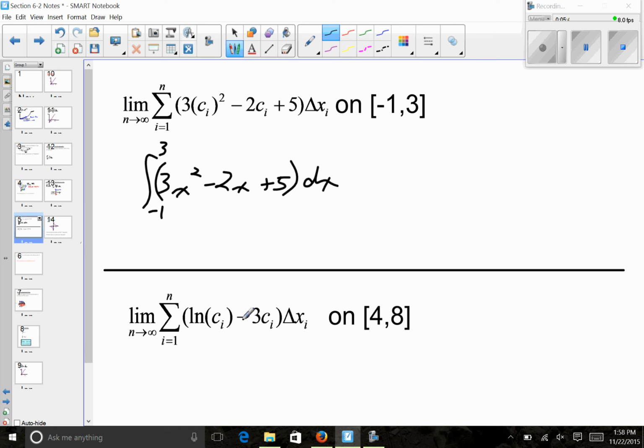If you want to, you can go ahead and try this next one. You can pause the video here and then restart it to see what the solution is. So this would be the integral from 4 to 8 of the natural log of x minus 3x dx, or with respect to x.